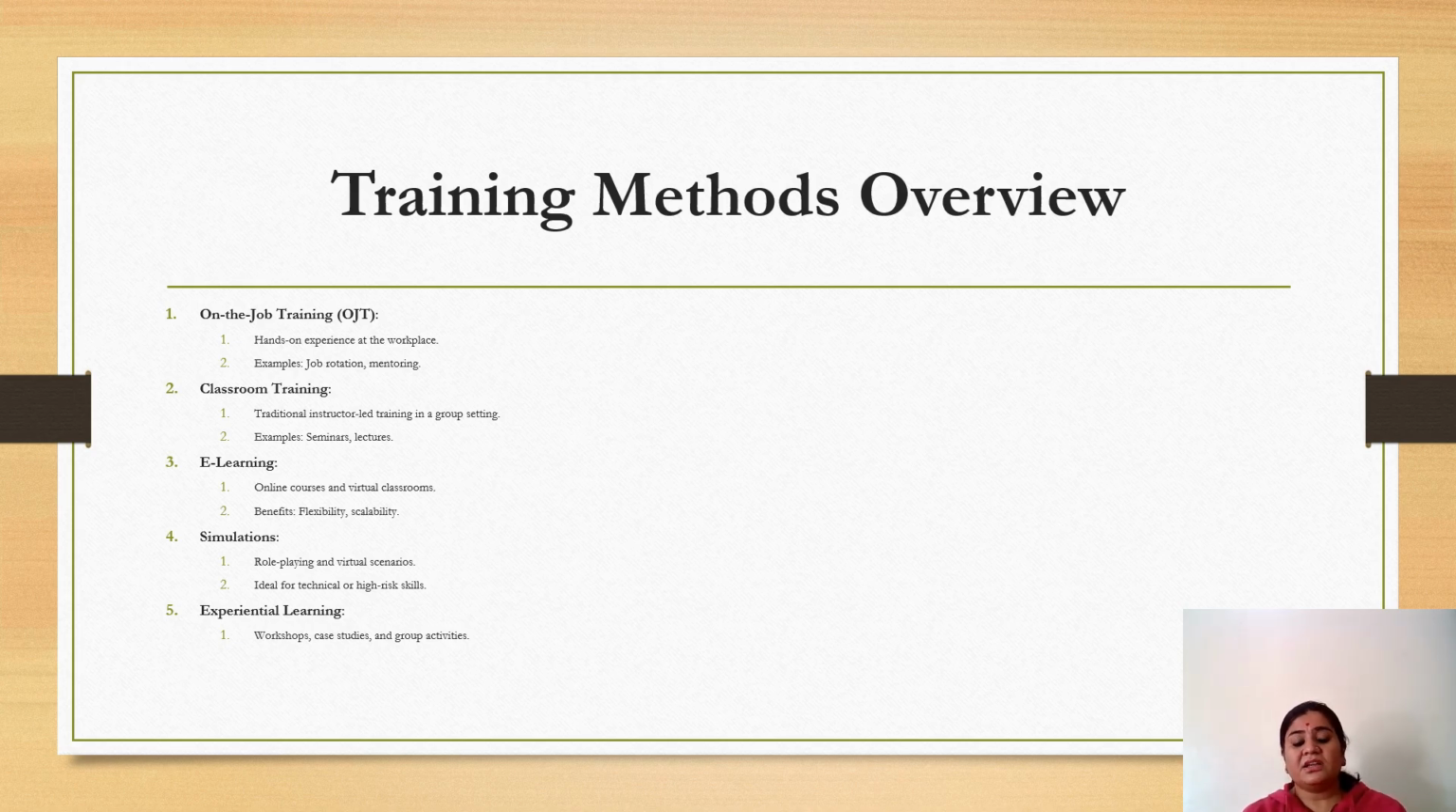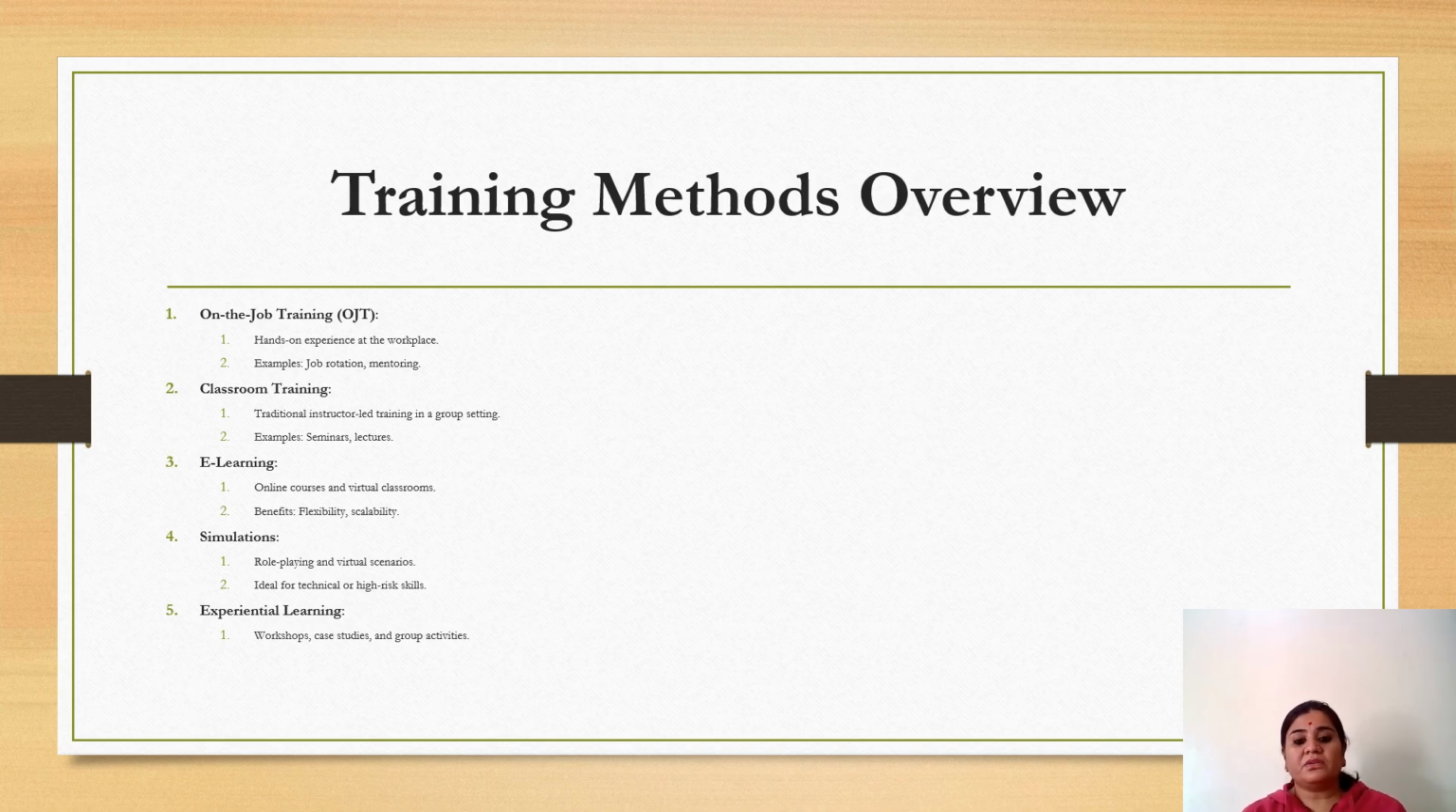Then simulation means use of role playing or virtual scenario to simulate real life situation for skill development. In this, a real life situation is given to the person, and this is basically ideal for technical or high risk skill, where practical experience is necessary but not always feasible.